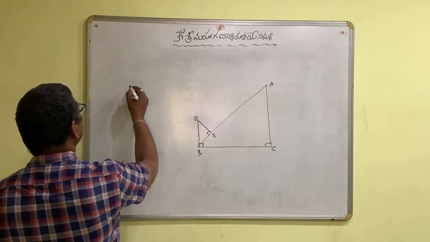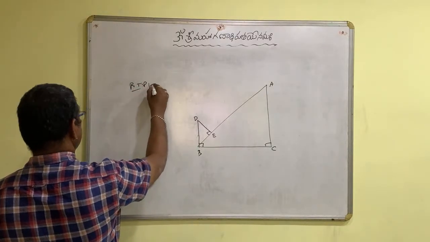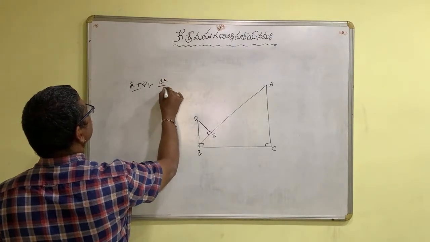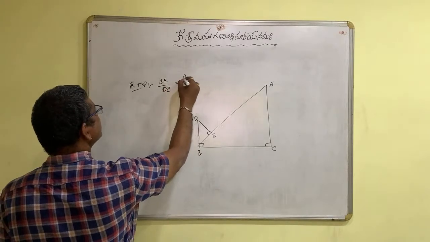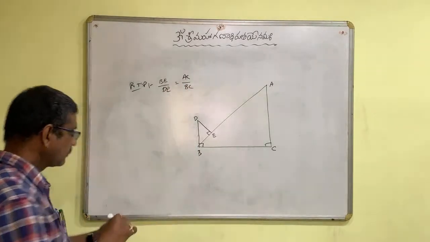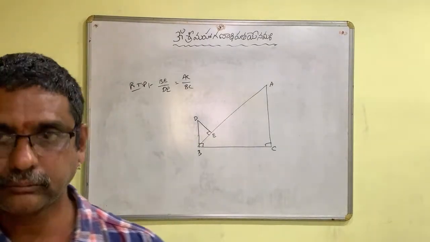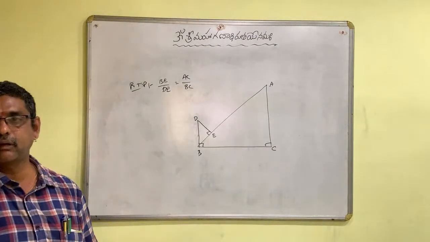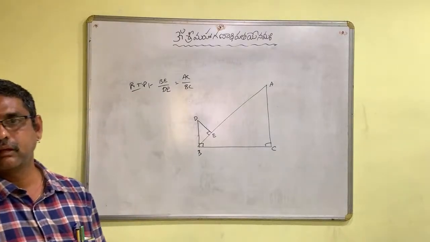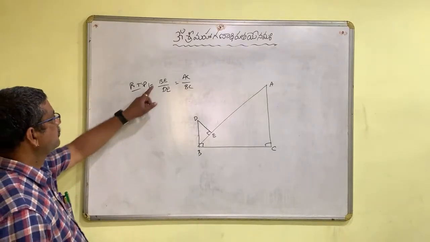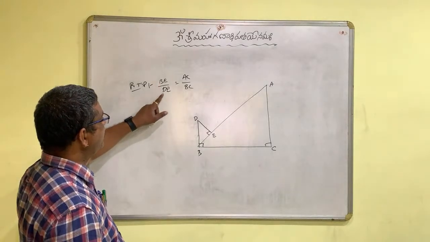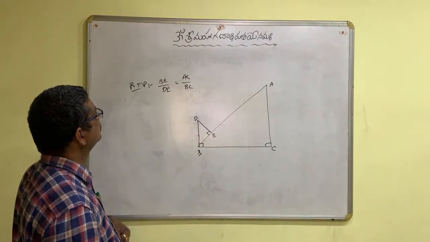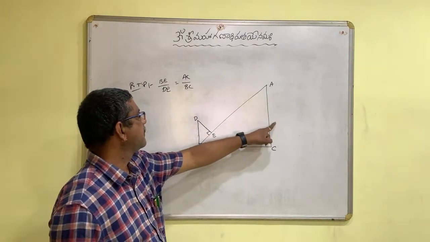We are required to prove BE by DE is equal to AC by BC. That is required to prove. Now see, first observe the required to prove, children. Observe the required to prove: BE by DE is equal to AC by BC.